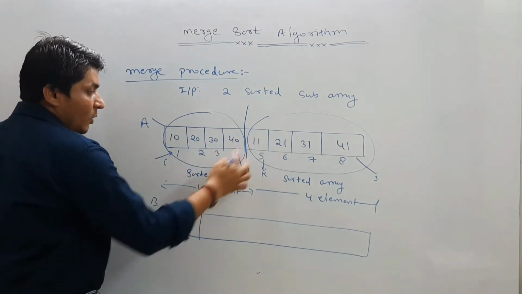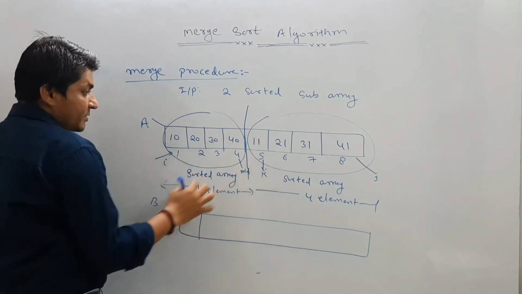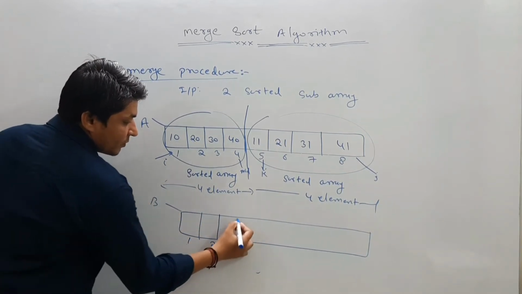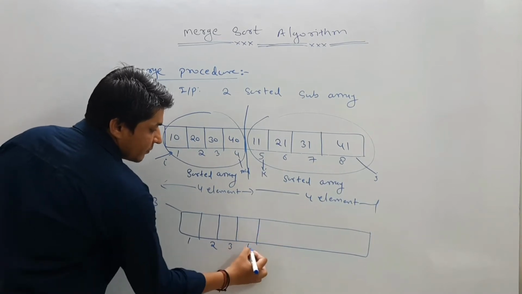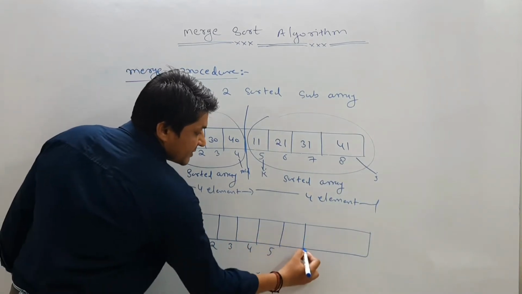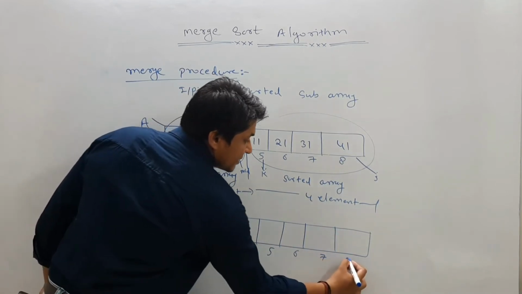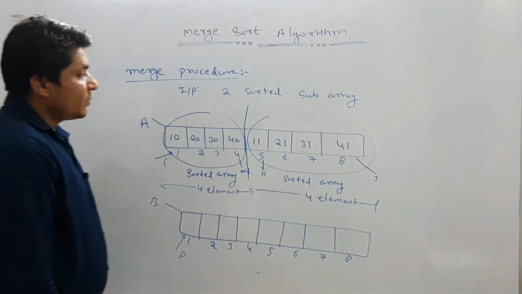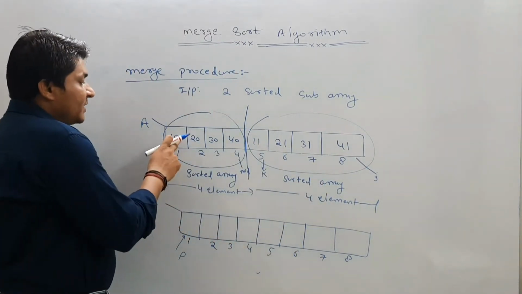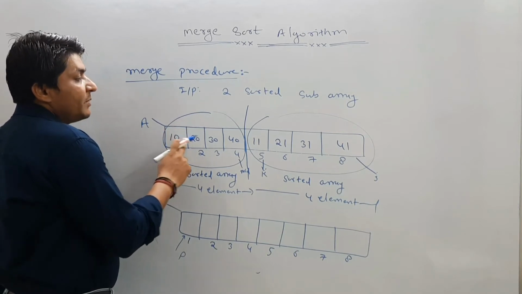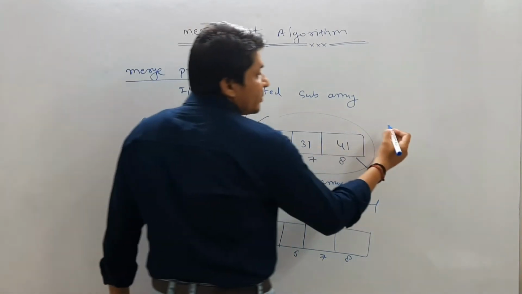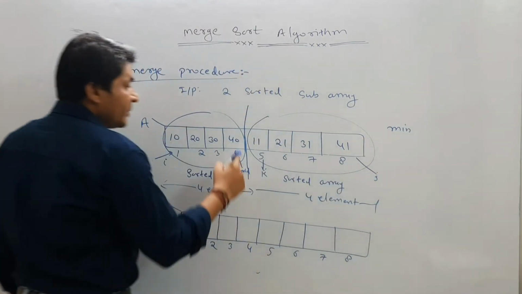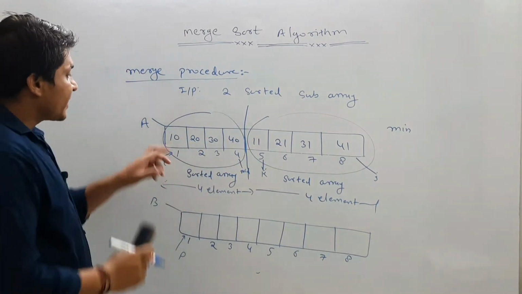Now we need to copy all the elements from these two sorted subarrays to this common array B. So this is 1, this is 2, this is 3, this is 4, 5, 6, 7, and this is 8. Let's suppose p is a pointer which is pointing to index number 1. Now see what we will do. We will compare the first element of the first array with the first element of the second array. Means we are trying to find the minimum of these two elements, so we are comparing 10 and 11.